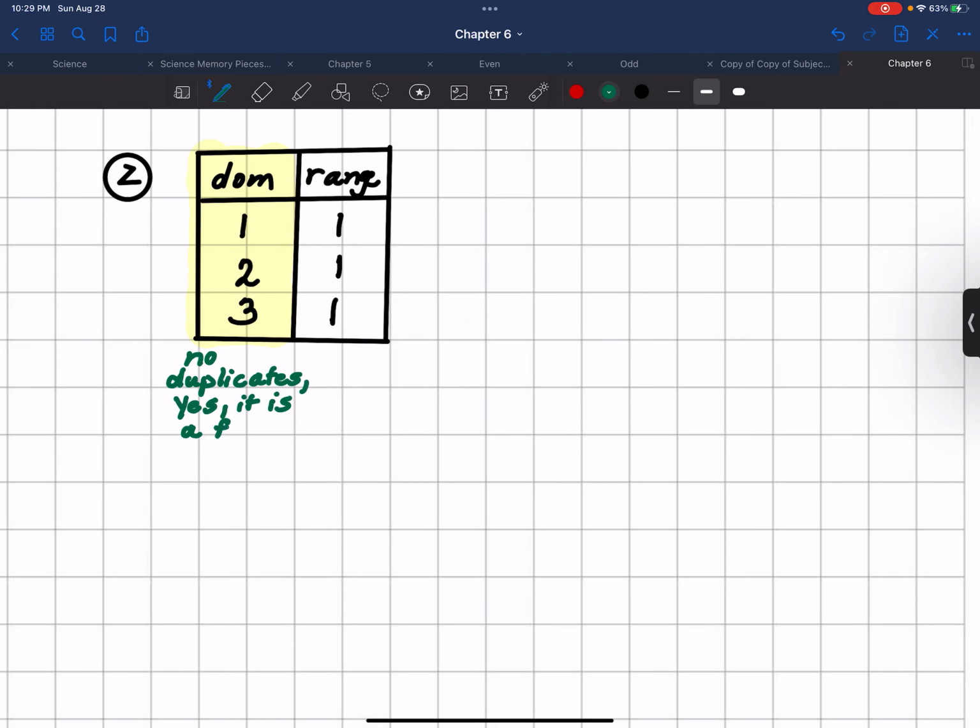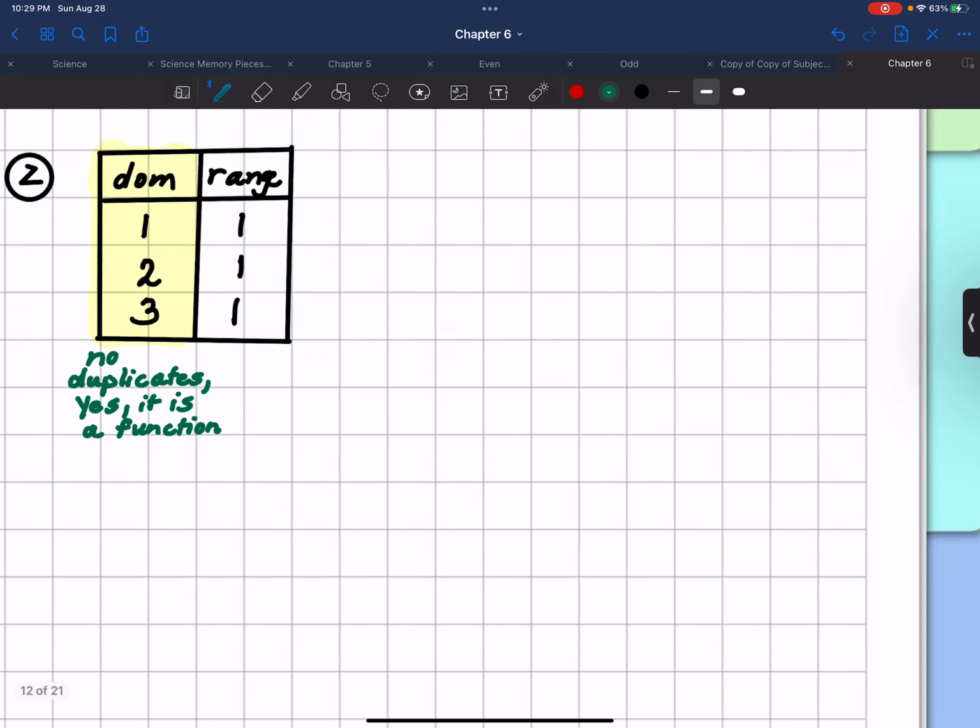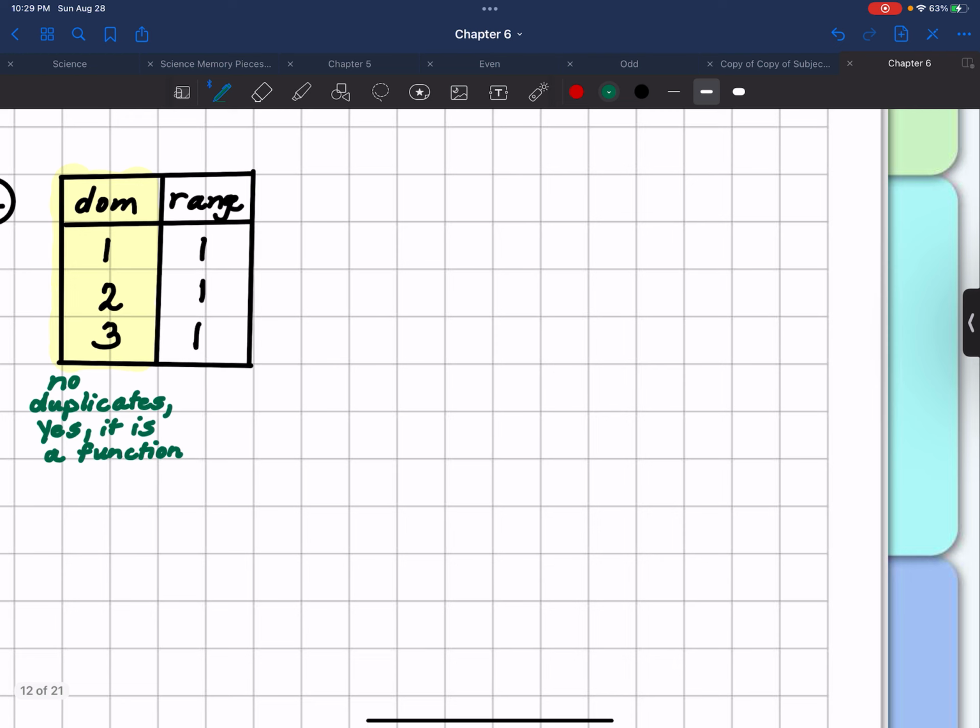And I think I'm going to graph this one just because that will help you see why the 1 is okay. The 1 in the range is okay. So let's bring in a coordinate plane. The graph paper really helps, doesn't it? And let's put in this other axis. So we have a 1, 1. We have a 2, 1. And we have a 3, 1.